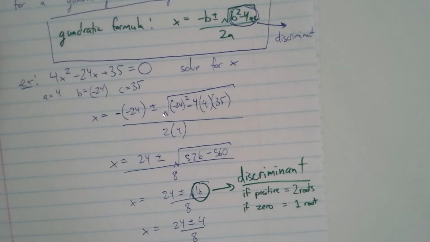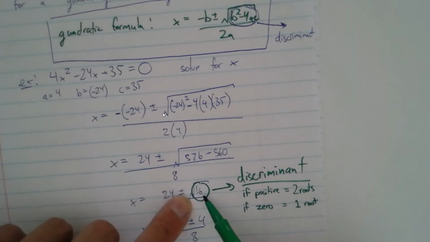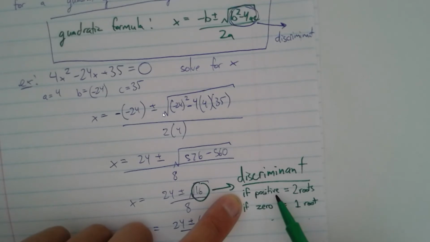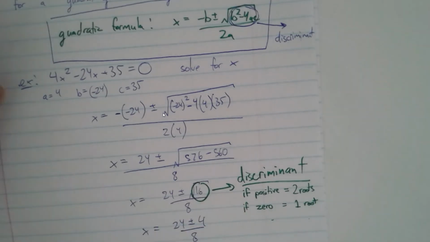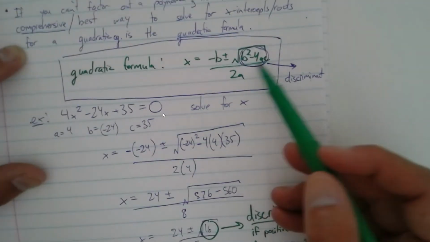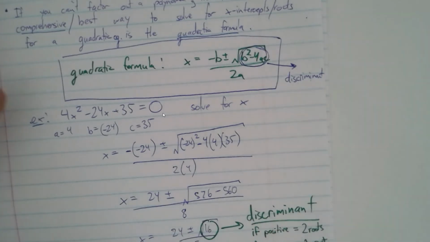Okay, why do I say that? Why do I say if your discriminant ends up being 0, you only get 1 root, whereas if you have a positive number here, you get 2 roots? Why do you think that is? Look at the equation briefly. It's negative b plus or minus the square root of whatever the discriminant is over 2a. Dash, what do you think?